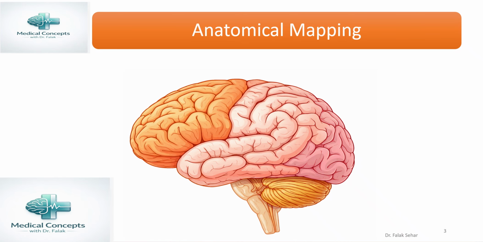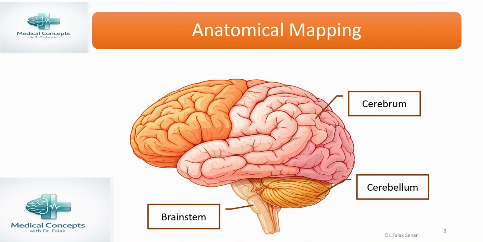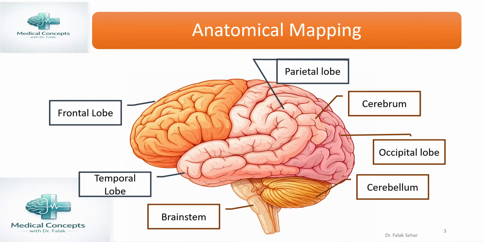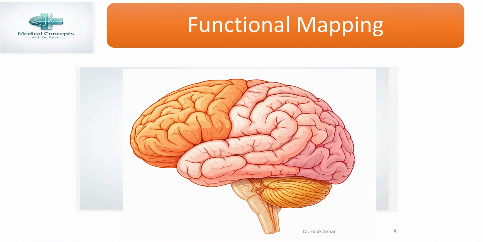The brain has three main divisions, the cerebrum, the cerebellum, and the brainstem. The cerebrum consists of two cerebral hemispheres, the outer layer of which is known as the cortex, and there are four lobes in the cortex: the frontal lobe, the parietal lobe, the temporal lobe, and the occipital lobe. In addition to this anatomical mapping, it is equally important to understand that the brain also has a functional map. Now let's quickly summarize the function of the four lobes of the brain.